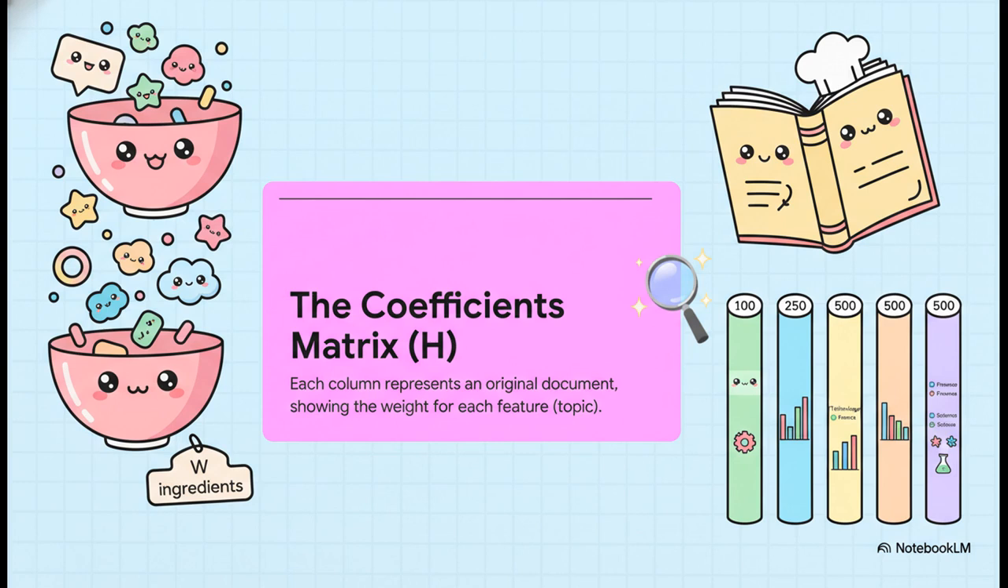And if W holds the ingredients, then H holds the recipes. Each column in the H matrix lines up with one of our original 500 documents. And the numbers in that column tell us the exact mix. How much of the technology topic, how much of the finance topic, and so on, you need to cook up that specific article.